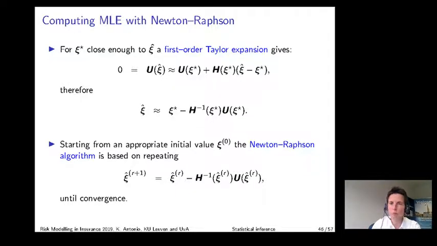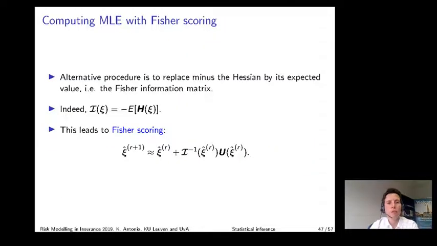Now, an alternative procedure to calculate numerically the MLEs of unknown parameters will use the connection between the Fisher information matrix and the Hessian matrix, and that relation is repeated over here. This is the so-called Fisher scoring algorithm. It's a form of Newton's method that is used in statistics to solve maximum likelihood equations numerically.